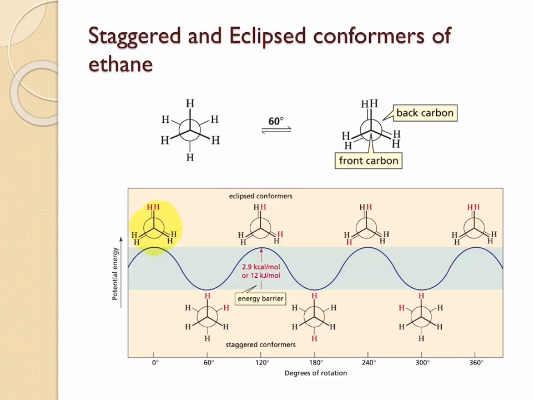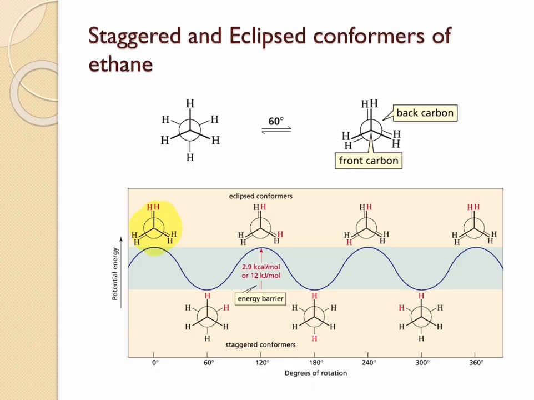Here is a graph that shows the different conformations of the ethane molecule as you rotate about the carbon-carbon single bond by an angle of 60 degrees every single time. Let's start from this eclipsed conformer. Now, what we are going to do here is keep the first carbon, the front carbon, constant, and rotate only the back carbon. So as we rotate 60 degrees, this hydrogen is going to come here, which means it's going to assume the staggered conformation.